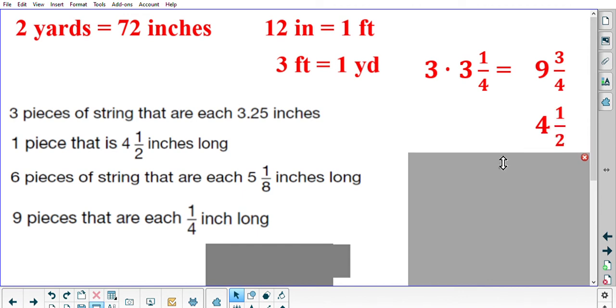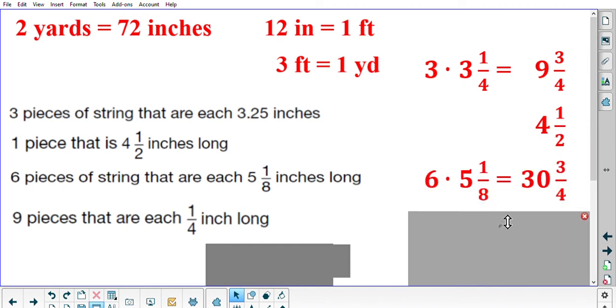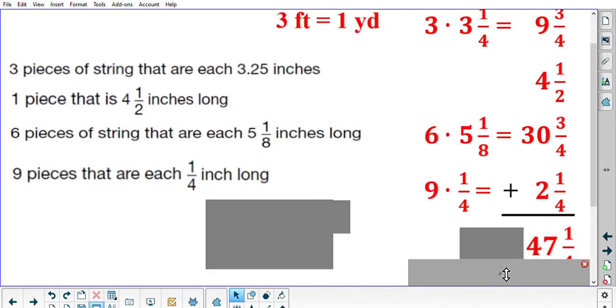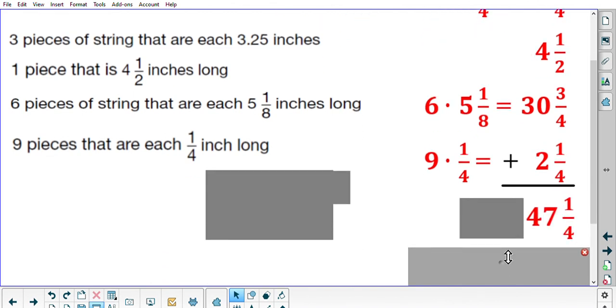6 pieces of string, that's 5 1/8. We multiply, and that would give us 30 3/4. 9 pieces that are 1/4. Again, take 9 times 1/4, and you would get 2 1/4. Then you would take these 4 results, the 9 3/4, the 4 1/2, the 30 3/4, the 2 1/4, and add them together. That would give you 47 1/4.